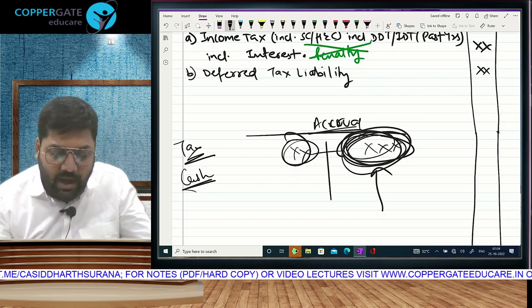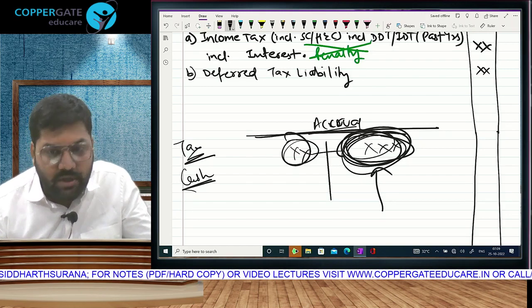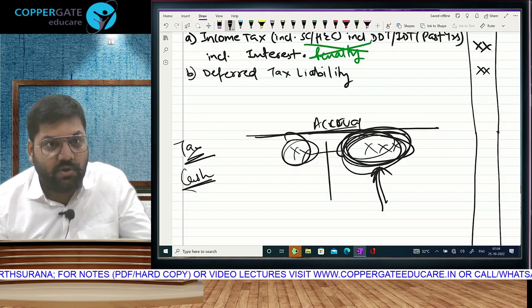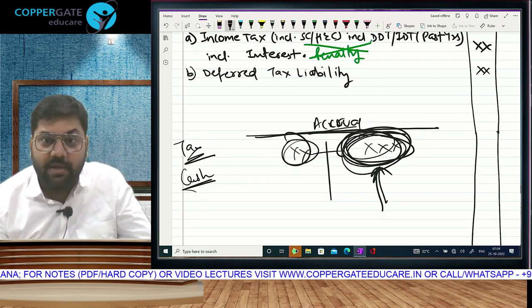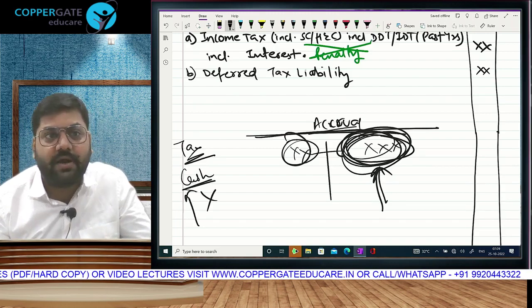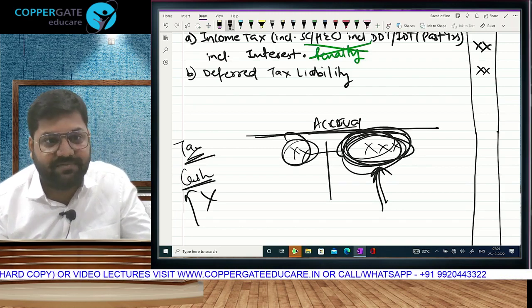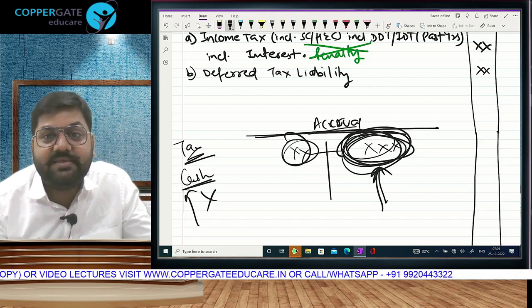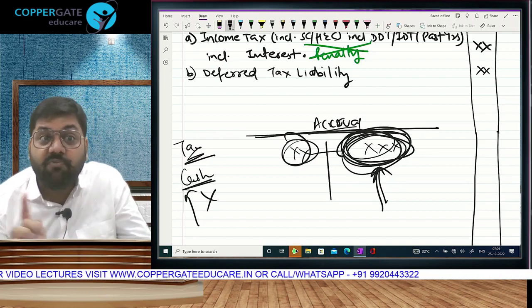I repeat. In accounts we are following the accrual system. So, we have to record our credit sales also without receiving money. But in tax we are following the cash system. So, in tax we are not going to record the income because we have till now not received the money. So, will we pay any tax this year? No. But what is deferred tax?